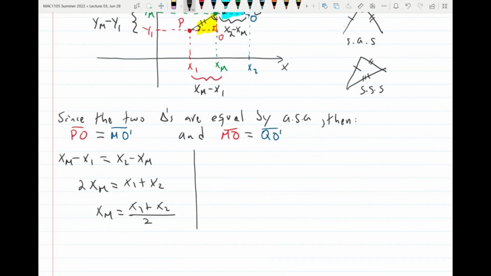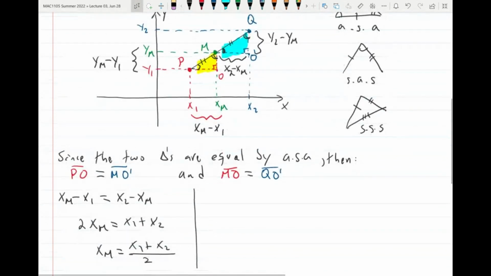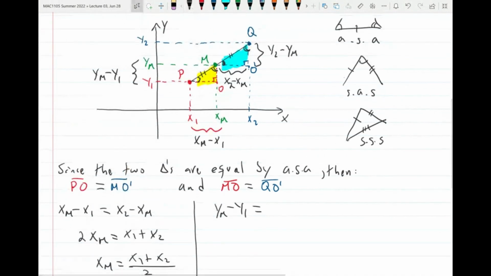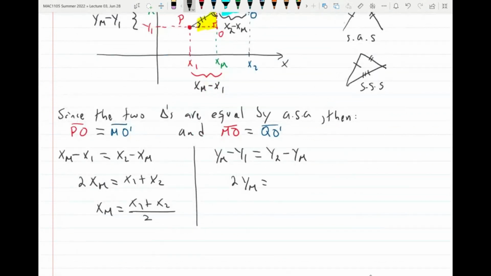So then similarly, we can argue the other one. MO is equal to QO prime. By looking at the picture, we can see that MO is what? That's Ym minus Y1. That has to be the same thing as QO prime, which is Y2 minus Ym. So solving here, we get 2 times Ym is Y1 plus Y2. So Ym is Y1 plus Y2 over 2.